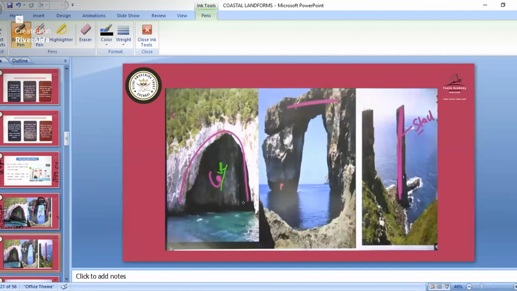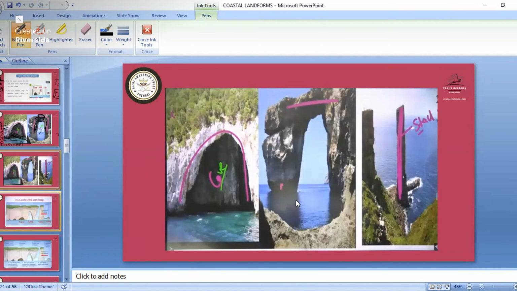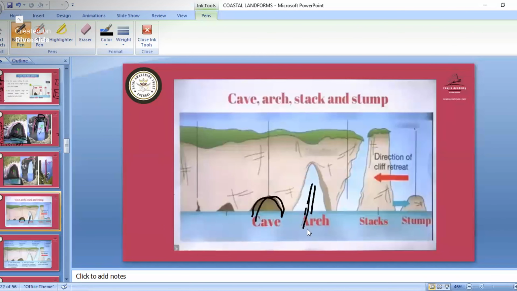So see here, cave shape. Then we have the arc. Then we have the stack. See here, water is flowing on both sides. It has taken the shape of an arc. Then after that, this part has eroded and fallen down. So now it has become like a single part. So this is known as the stack.